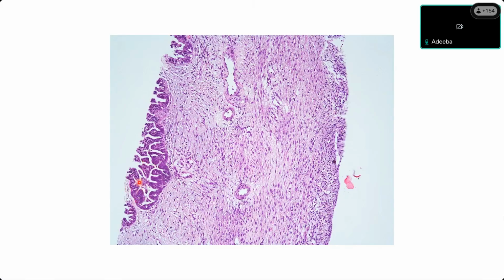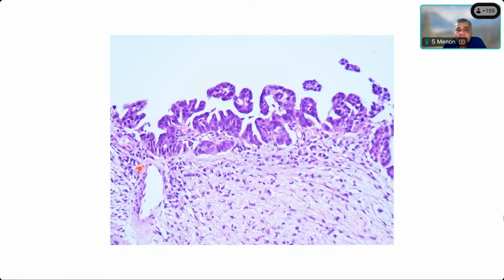Very nice. So these are floating papillae, not very nice fibrovascular cores. They're just floating papillae here. But even at this power, you can make out that they're not looking very nice. They're looking very atypical. Their nuclei are large, and there is some size and shape variation. And then you have the floating papillae.